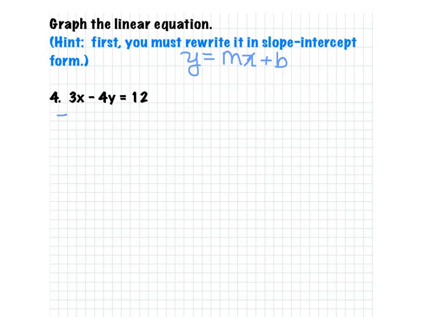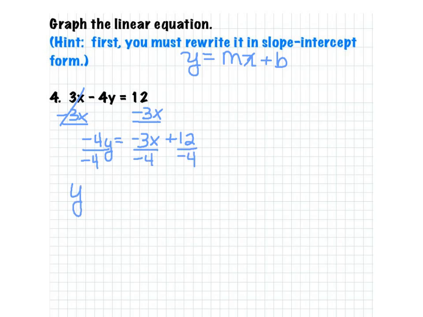Okay? All right, so we want to isolate y. The first thing we have to do here is subtract 3x on both sides. We get negative 4y equals negative 3x plus 12. All right, next step is to divide by negative 4 on both sides of this equation. So y equals negative 3 divided by negative 4 is positive 3/4 x. Positive 12 divided by negative 4 is negative 3. So here we go. M is 3/4 and b is negative 3.